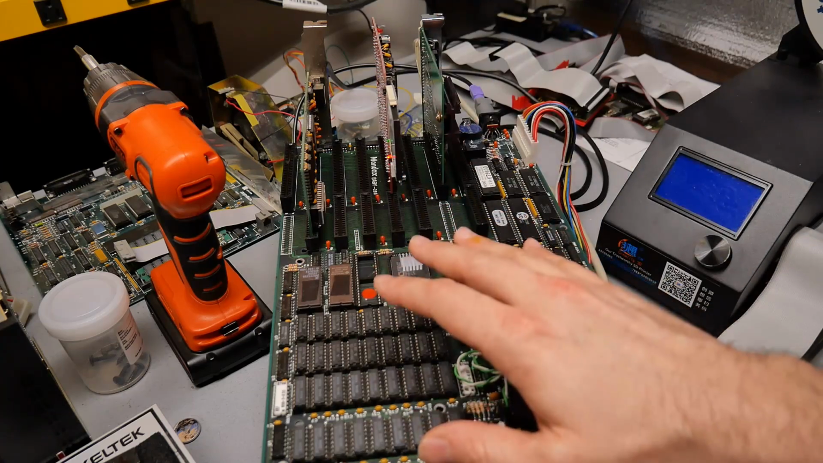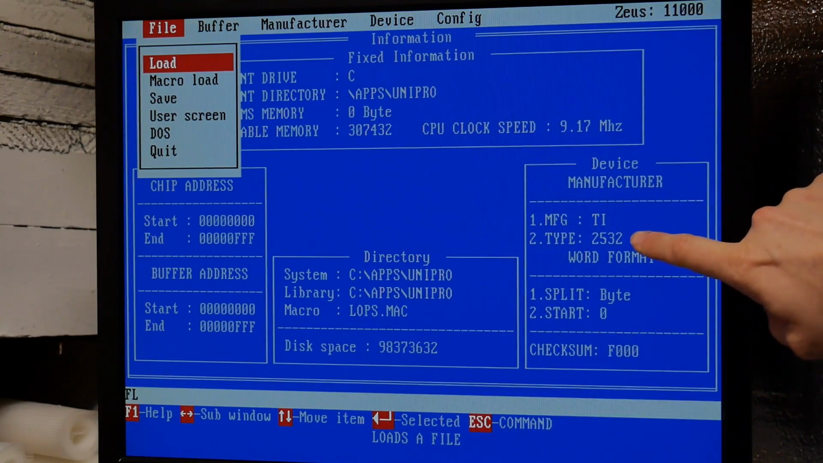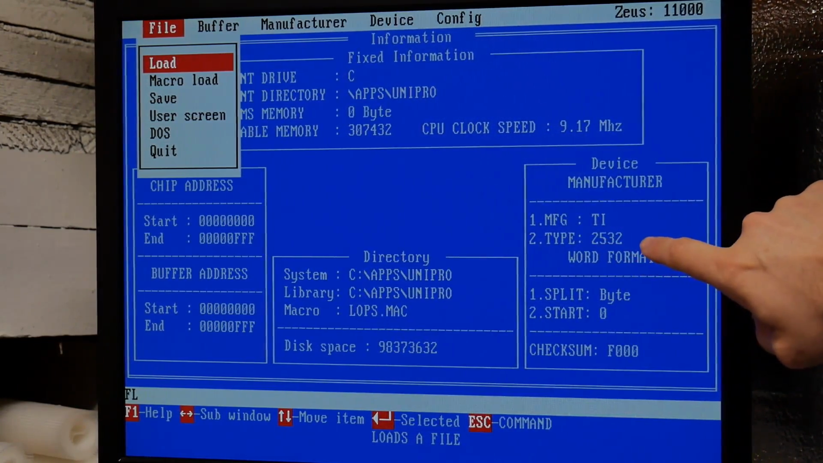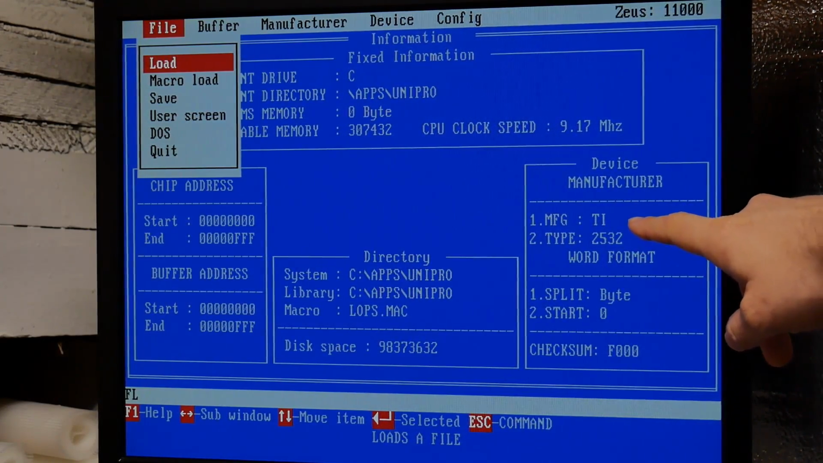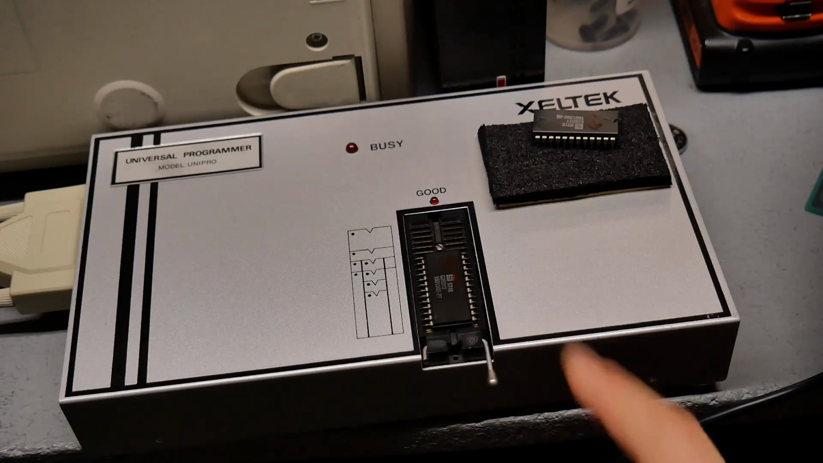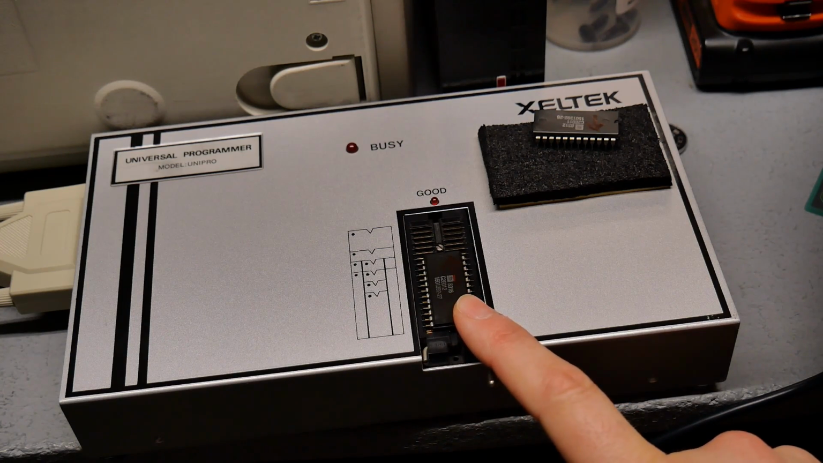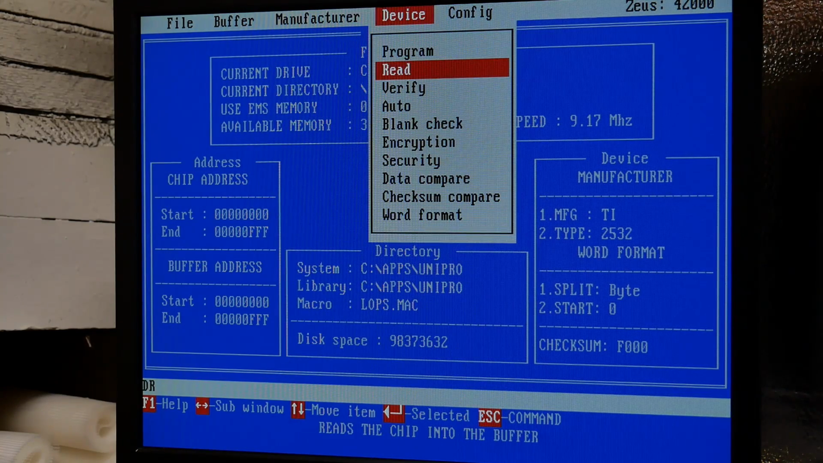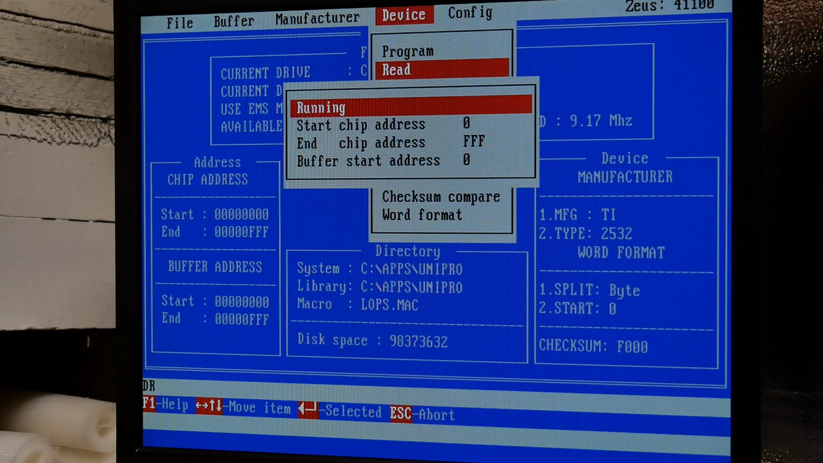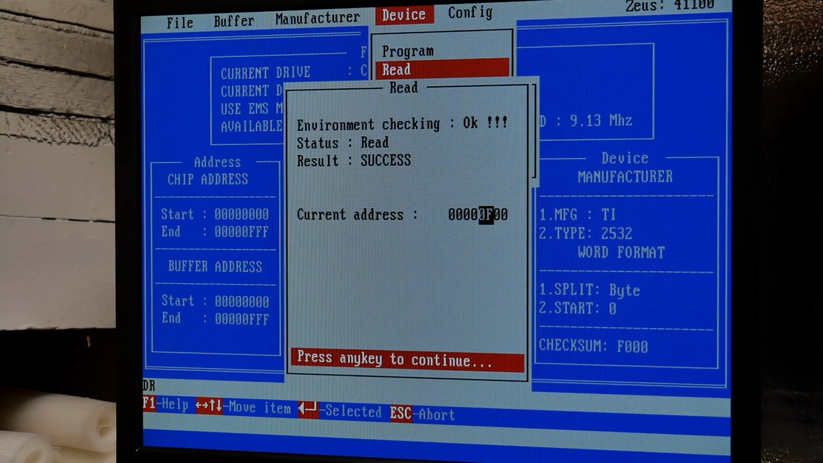The reason I broke this out is because this supports reading and writing to 2532 EEPROMs, which are pin compatible with the ROM chips that are on the TI99. So I put one of the two ROM chips into here from the TI99. Let's see if we can read this out. So we're gonna go over to device and we're gonna say read, and we're gonna read the whole thing. It's only 4K, read successful.